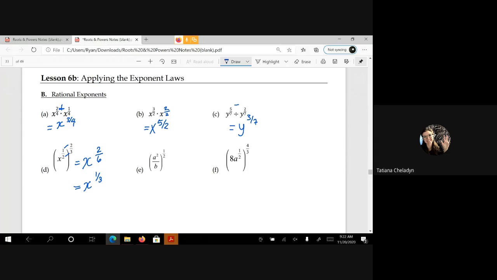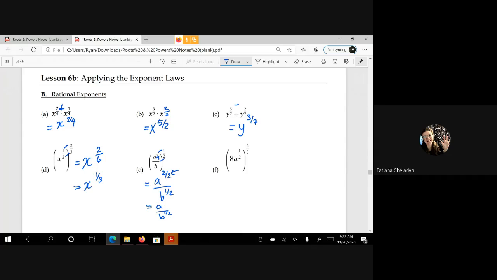And we will do one more. So we have E, which is a squared over b all to the 1/2. So it's multiplication, so we are going to take a, so the squared times 1/2, so it would be a to the 2/2. So remember, this is actually 2/1, so it would be 2 times 1, and then 1 times 2. And then over b to the 1/2. And of course, we can simplify this to a over b to the 1/2 because 2/2 is just 1.